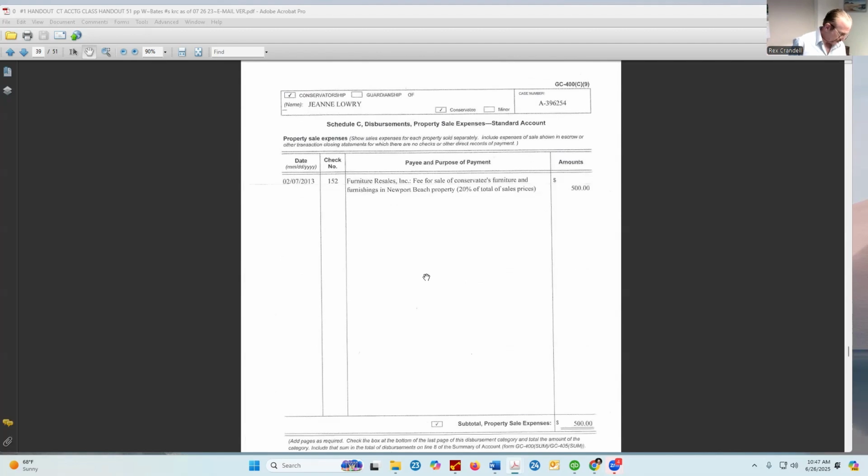So at this point, we have other costs, disbursements. This happens to be a percentage on a consignment sale for furniture. The ward is no longer going to use the furniture. It was put out on a consignment. This is what was dispersed as part of that commission.